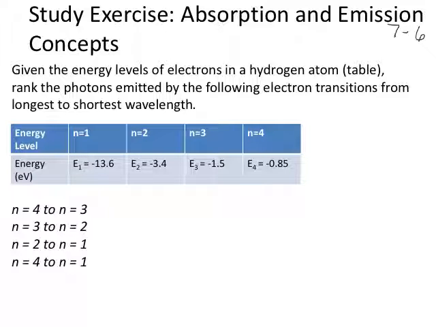7-6. Okay. Absorption and emission concepts. Emission. Rank the photons emitted by the following electron transitions from longest to shortest wavelength.